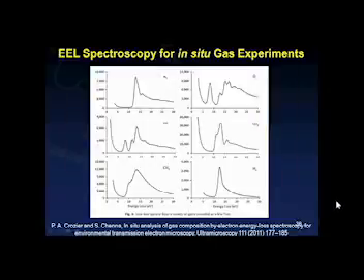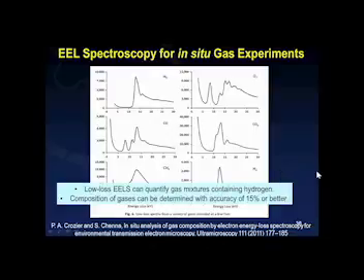So as it turns out, for gas-associated experiments, the technique of electron energy loss spectroscopy is actually a very powerful method to study gas types and gas mixtures. This is work done by Professor Peter Crozier's group at Arizona State University, and they have shown that the low energy loss EELS spectra provide a unique fingerprint for different types of gases, and they could also measure the composition of gases with an accuracy of 15% or better.